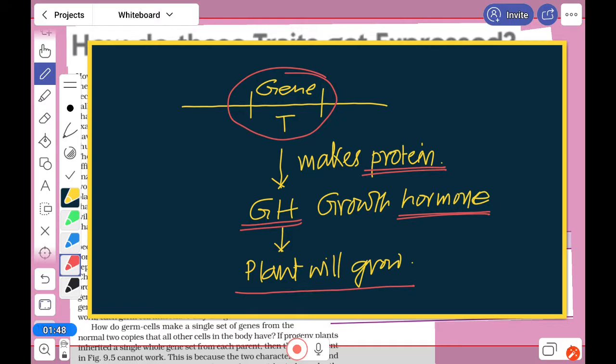That is the character. So it means the gene is there inside. When the gene expresses, we can see its character. Okay, so this is one example that you have to remember.